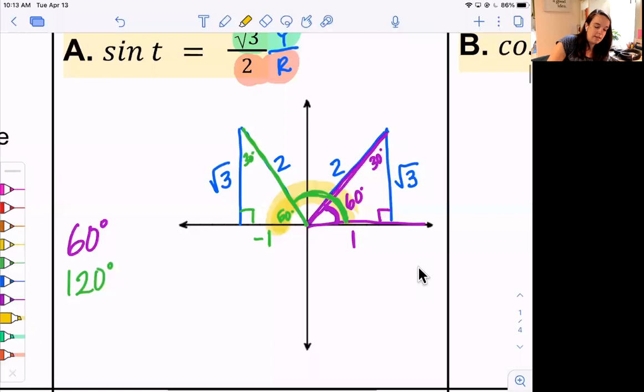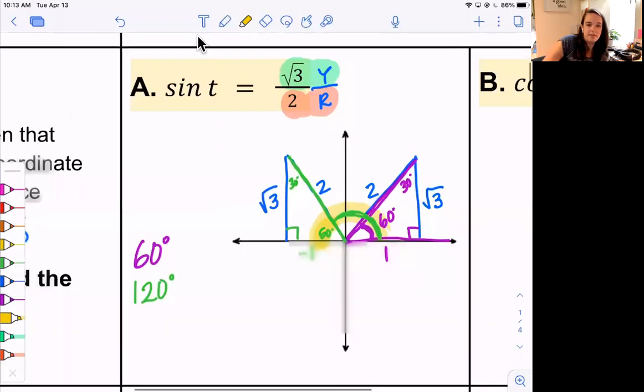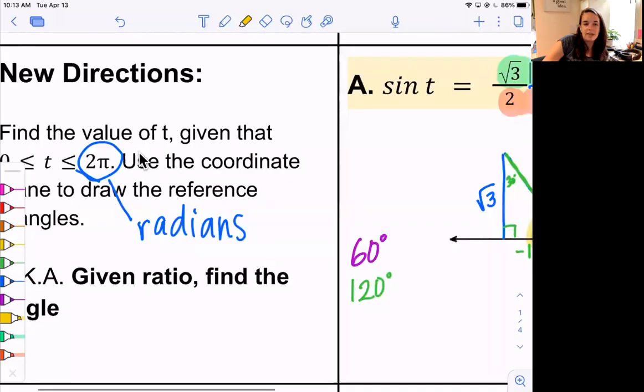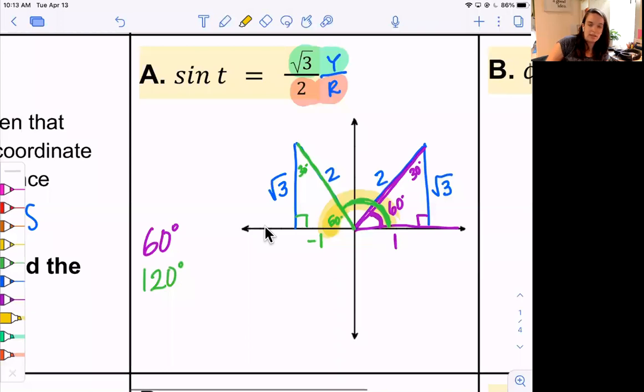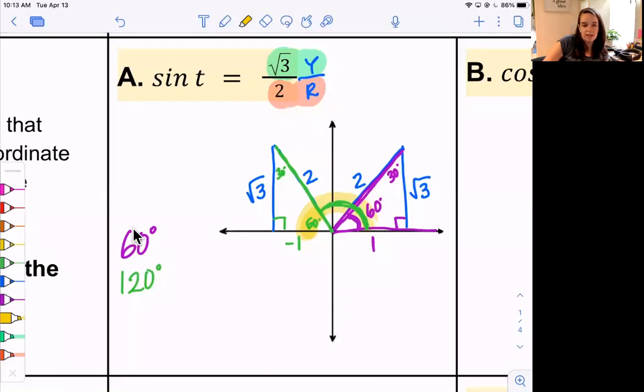So one thing we do need to do before we move on, because the question tells us to find the value of t, given that t is in between 0 and 2 pi, they're asking us to use radians. So we can't leave our answer in degrees. Does anyone remember from the big four, what is 60 degrees? How do I transfer that into radians?